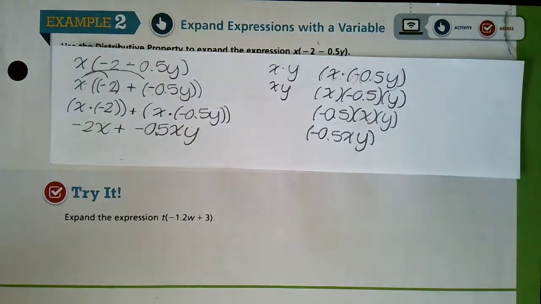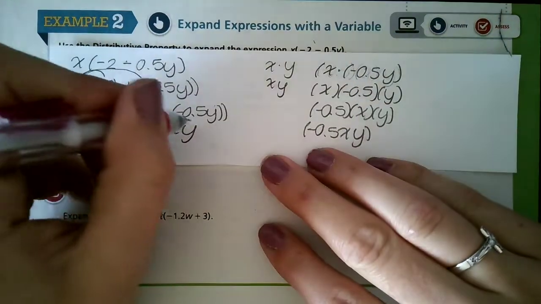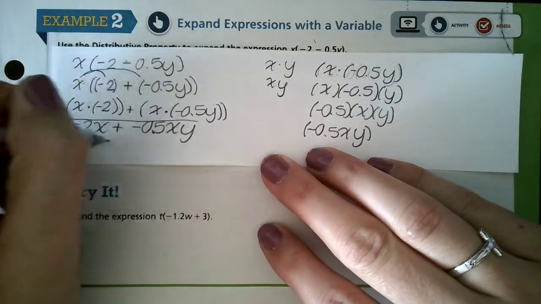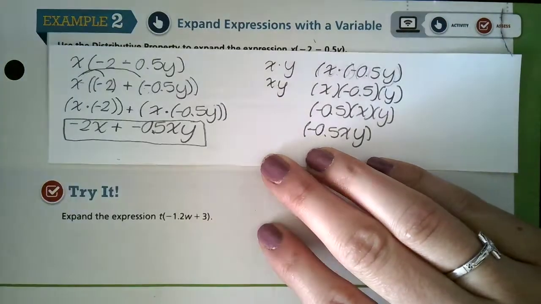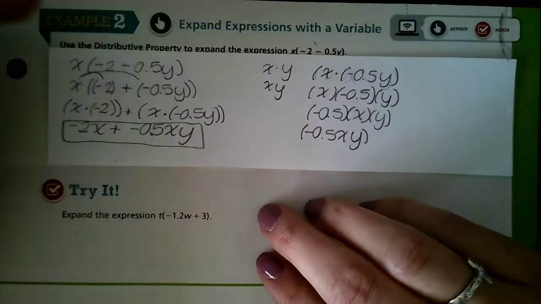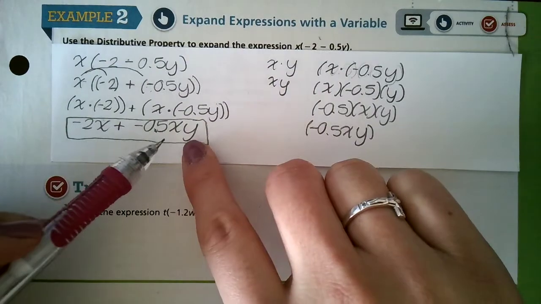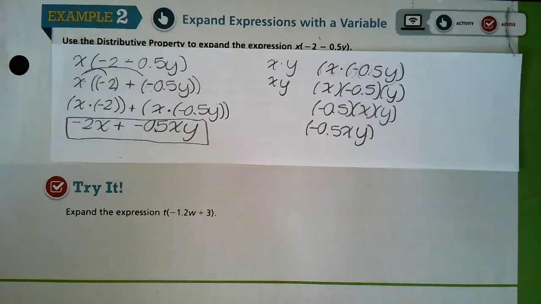Alright, so if we come back here, guys, we're done. This is our final answer. So there's nothing left for us to do. Here's the expanded expression. And notice here we can't combine these terms because here we have x and here we have xy. All right, now you try it. Let's try it.